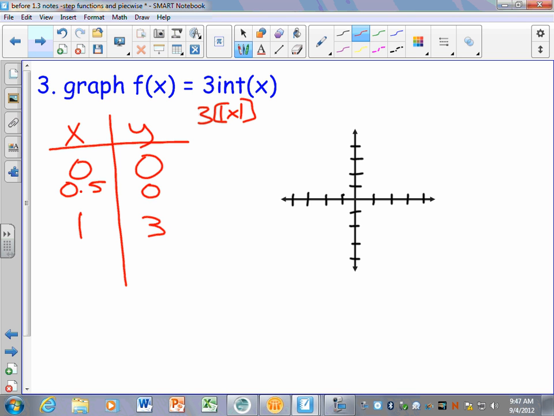What about that? What if you plug in 2? If you plug 2 in here, do you agree we're going to get 6 out of that? Is it going to jump from 3 to 6, or could I get something in between there? Like, what if I plugged in 1.8?